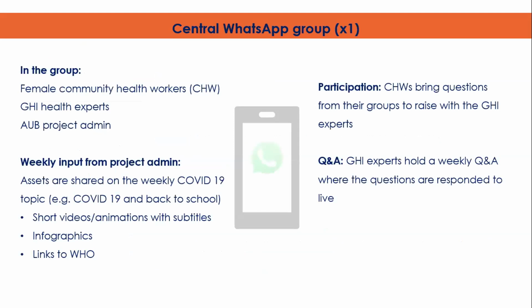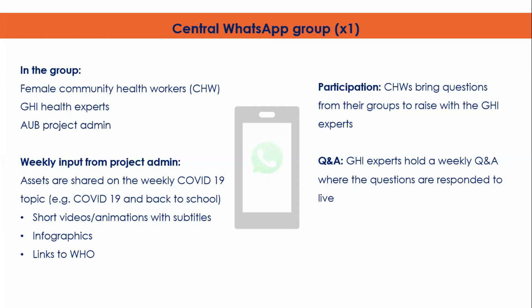What it really is, is a low-tech learning solution. It's as low-tech as it gets. We have one central WhatsApp group. In this WhatsApp group, there is a network of community health workers, 27 to be exact, all of whom are female, who are trained through GHI, and who are also coming from the Syrian refugee community. Within that central WhatsApp group, there are also GHI health experts and project admin.